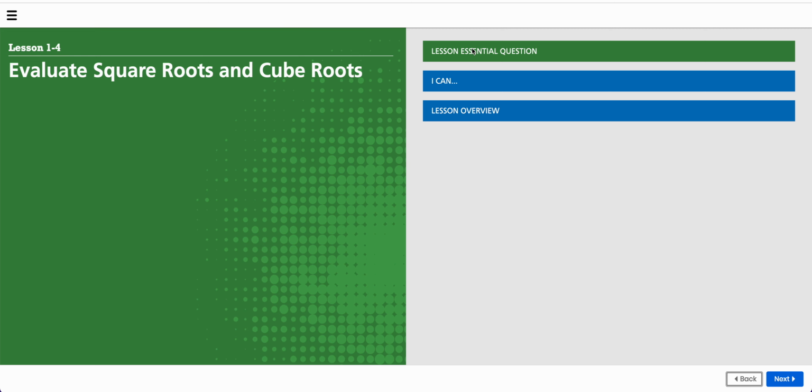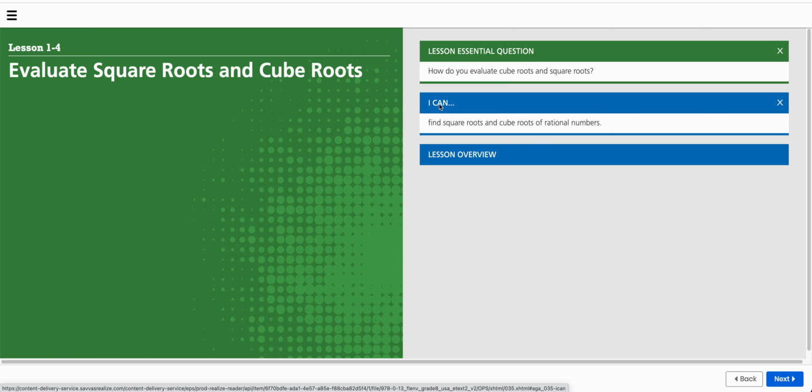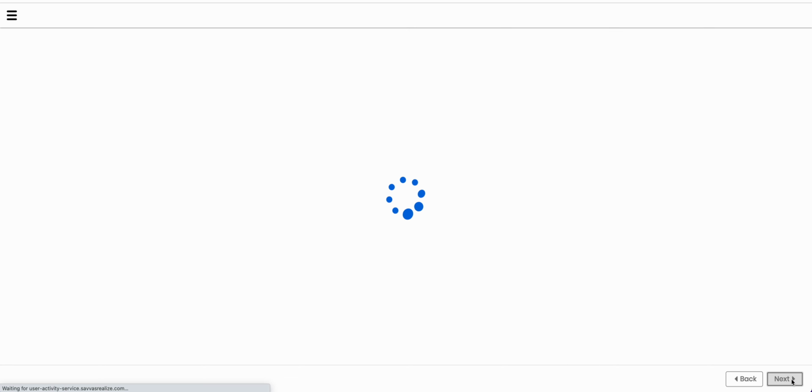All right, so our essential question, our objective today, we're going to evaluate cube roots and square roots. And by the end of it, I can find square roots and cube roots of rational numbers. Okay, here we go. Let's jump right in.